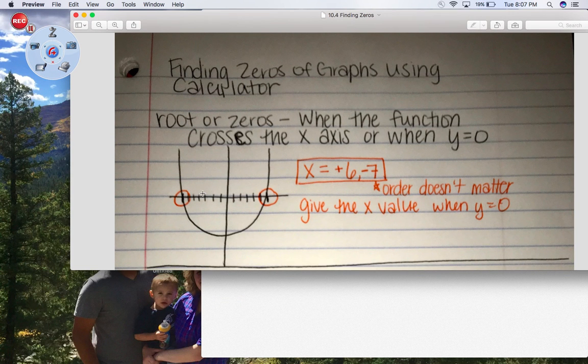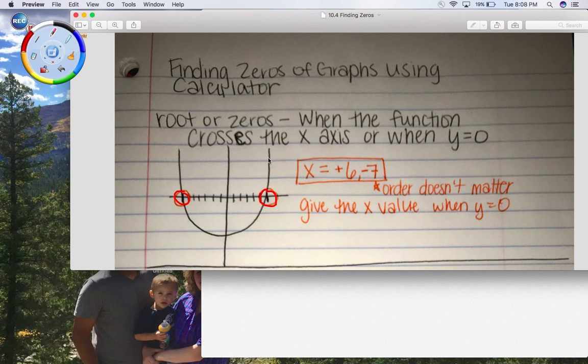Zeros of graphs using calculators. Sorry, it's not the best quality, but it is what it is. So a root or a zero, you've probably talked about this before, but when you're talking about graphs, if you look at this graph right here, I'm going to go ahead and circle these. These are the roots. So these are our roots.